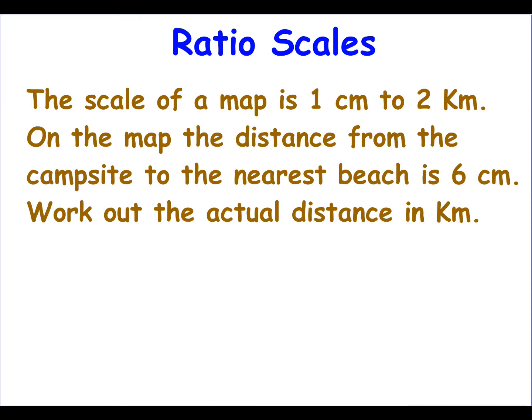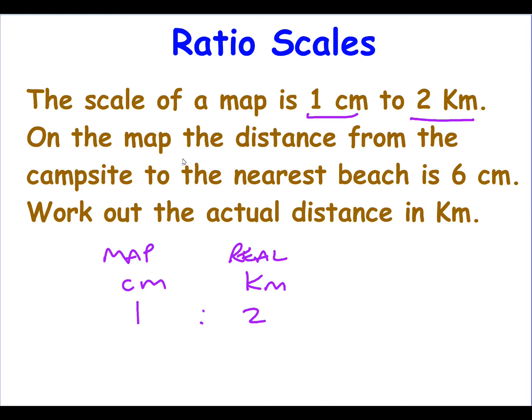So let's just give you an example to show you how straightforward it is. The scale on a map is 1 centimeter to 2 kilometers. So what we're talking about is our map to the real world. They're the two things that we're looking at. And I'm telling you that our map is 1 centimeter, and that's equivalent to 2 kilometers in the real world. So when we've got a scale drawing or a map, we just set up our strapline for our ratio depending on the relationship between the map or the scale drawing and the real world.